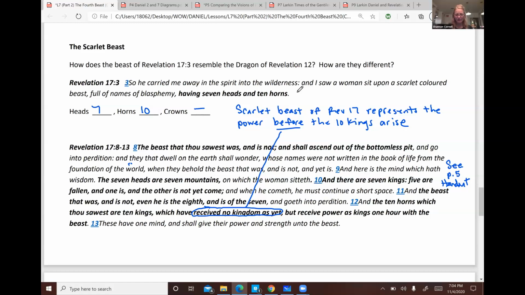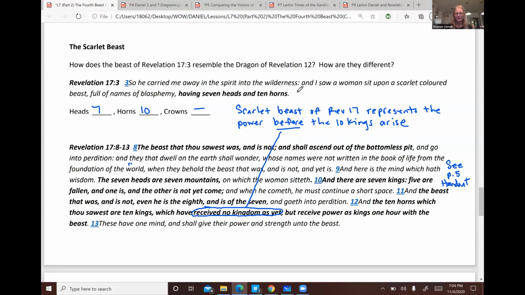And did you notice no crowns are mentioned? Okay, now remember, the devil, Satan, in Revelation 12 is the great red dragon, 7 heads, 10 horns, 7 crowns. And what we see here is this beast in Revelation 17 is scarlet in color. Scarlet's a lot like red. So there's an association between the beast of Revelation 17 and the devil. So the devil is working behind this beast.